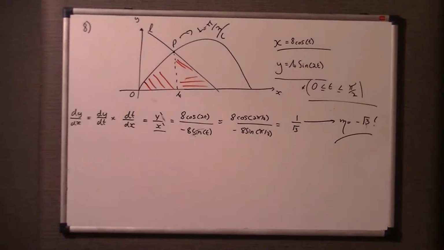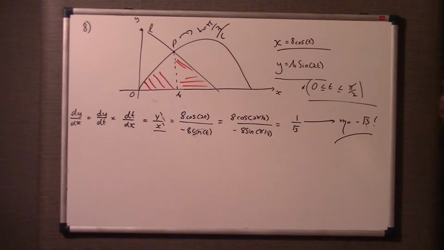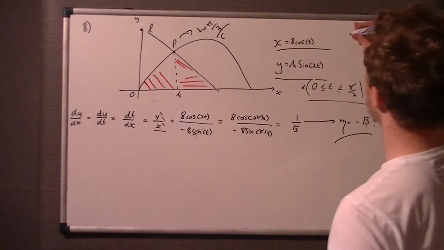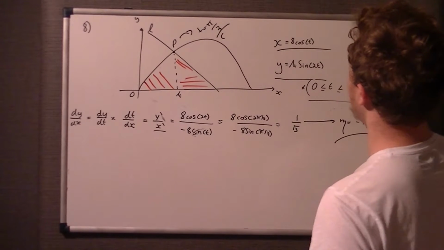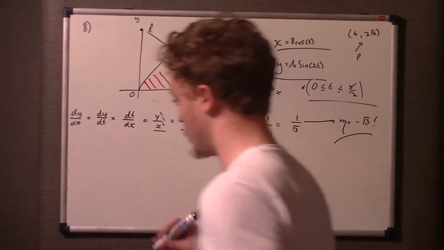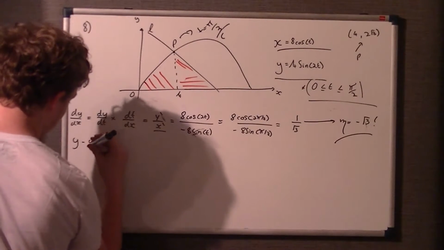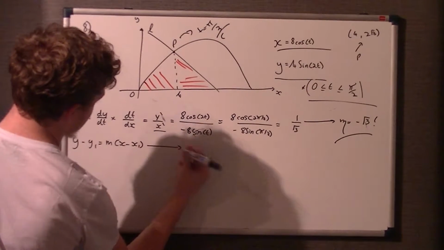Okay, so that's the gradient of the normal, but it wants the equation of the normal at P, which is this line L. We know the point P has x coordinate 4 and y coordinate 2 root 3. So our x value is 4, our y value is 2 root 3, our gradient is negative root 3. So it's just a case now of putting this into the standard y minus y1 equals m brackets x minus x1, and expanding it as required.